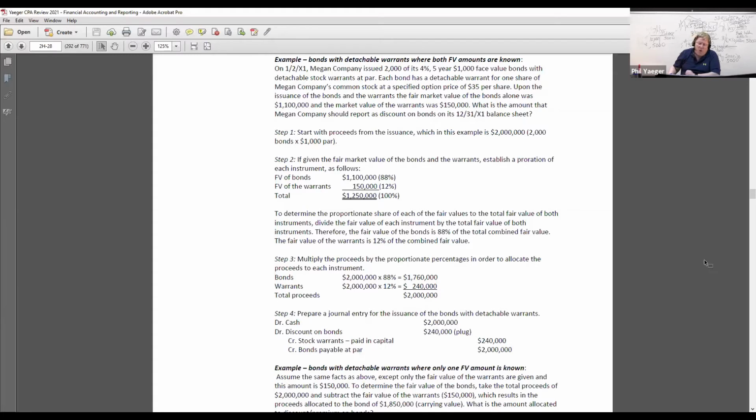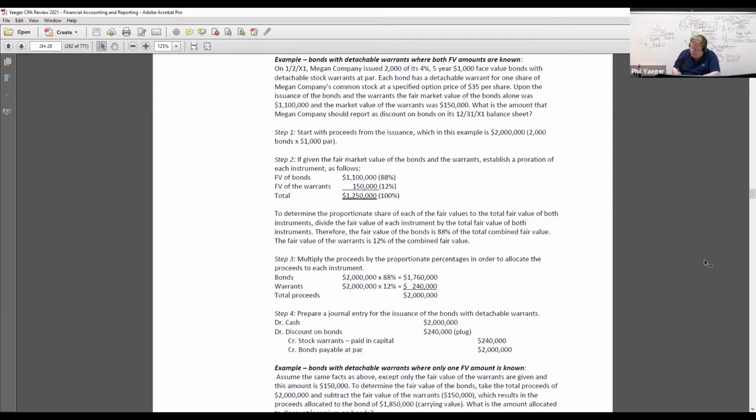All right. So usually on these problems, when they give you the fair market value of both, do the proration, but credit paid in capital stock warrants for the fair market value of the proceeds that goes to the warrants. The balance normally of the proceeds would go to the bonds. But what you do is you set up bonds payable at the face value, and you subtract the discount or add a premium to come up with the amount of the proceeds that goes to the bonds. All right. Do you understand that? Yes.